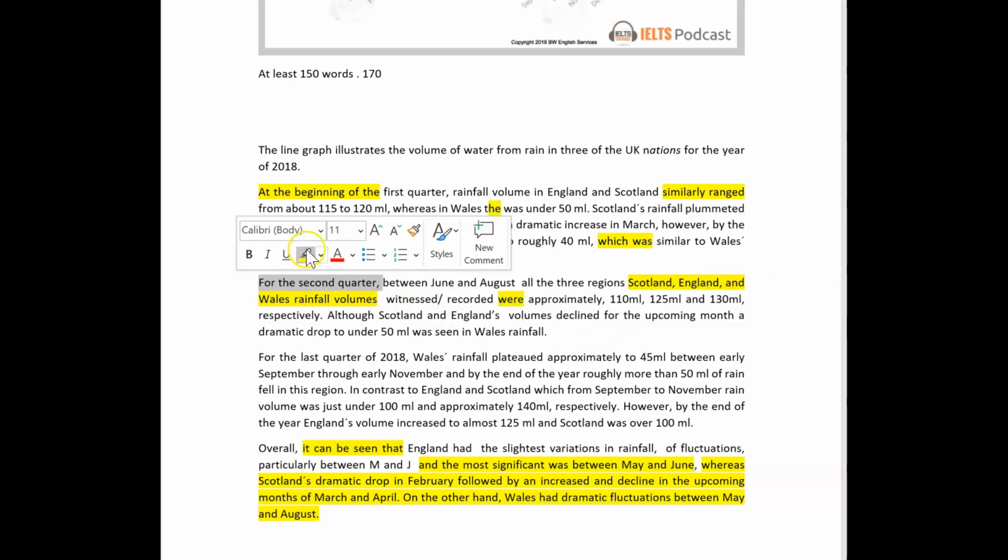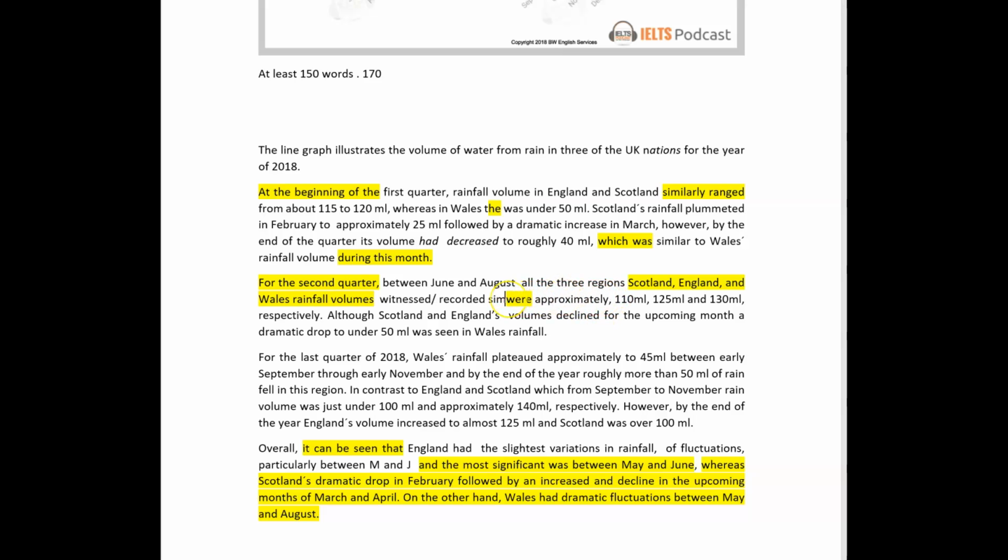So I'm going to cut that. So between June and August, all 3 regions recorded approximately da-da-da. Okay? Or recorded. All 3 regions recorded similar quantities at approximately. Yeah, although, you see, that's an absolutely fantastic sentence. Last quarter, you'd have to say at, but we've got quite a lot of approximately's, haven't we?